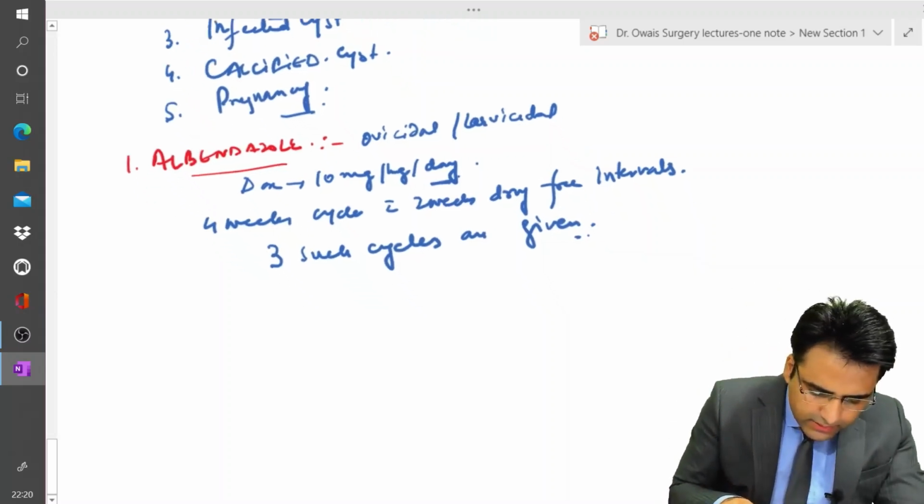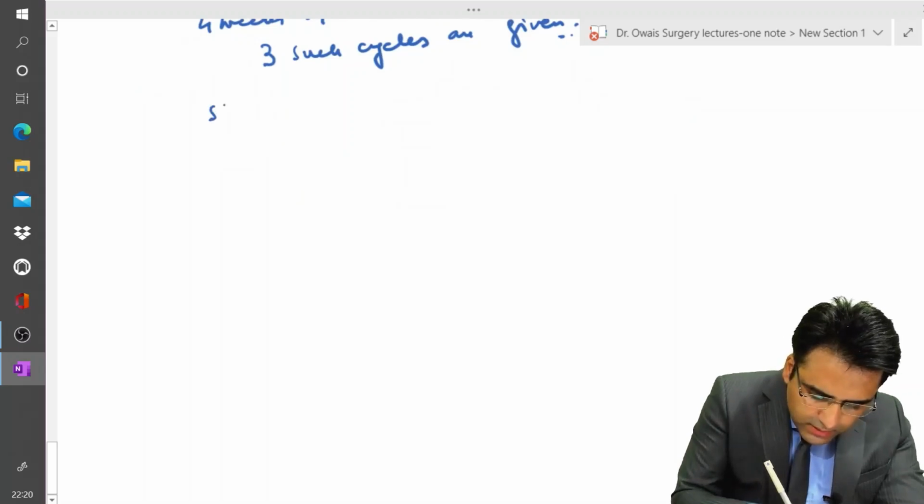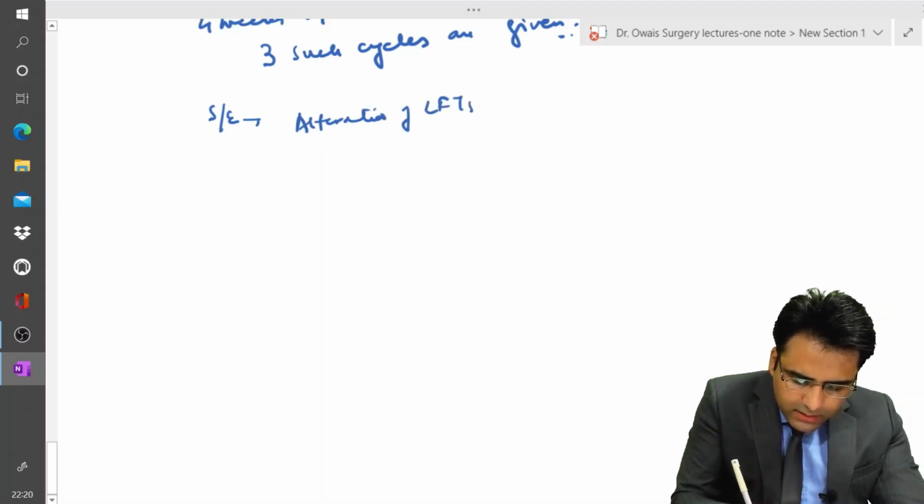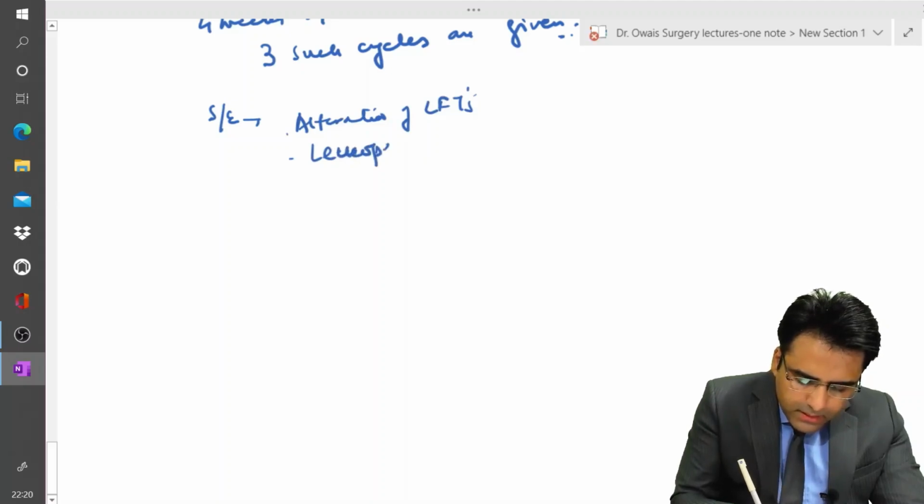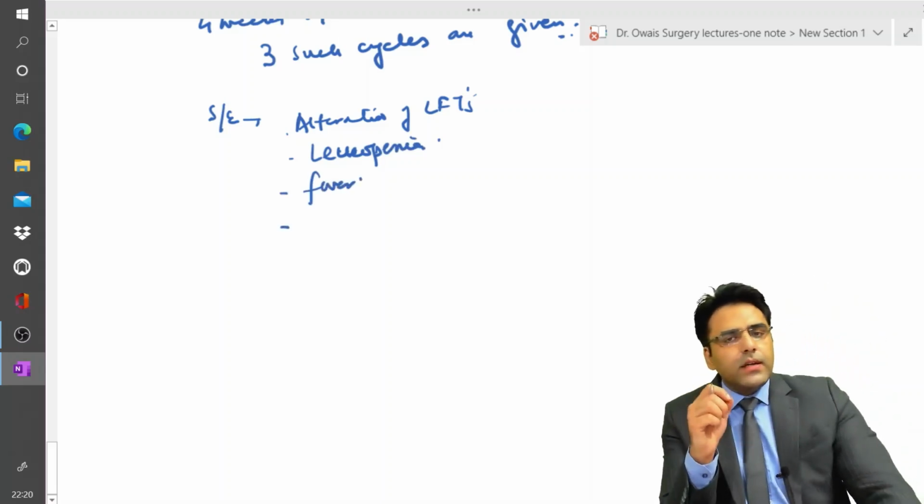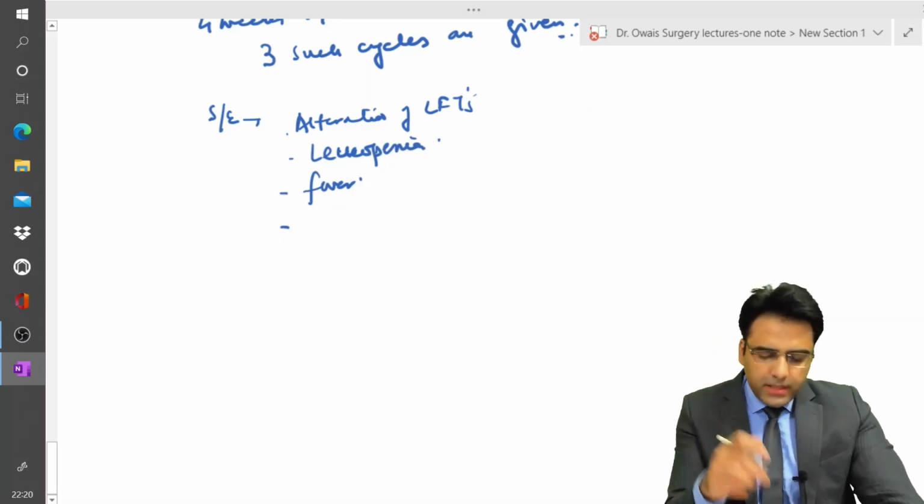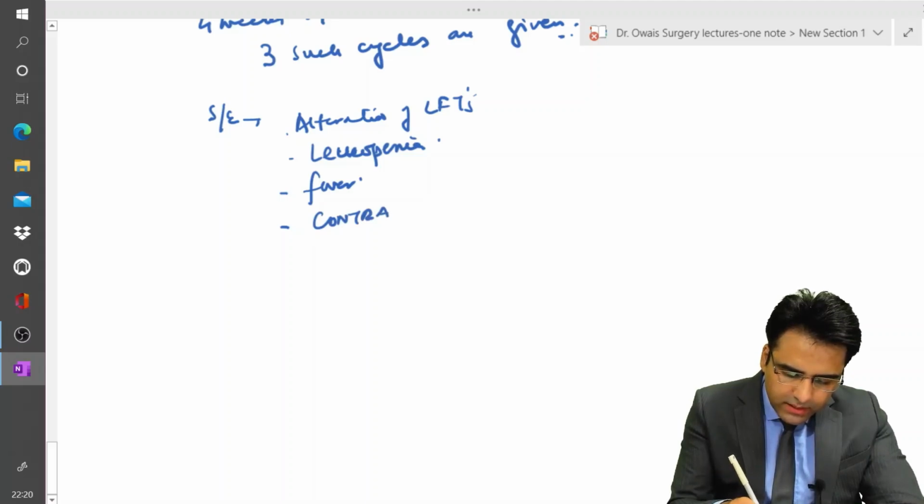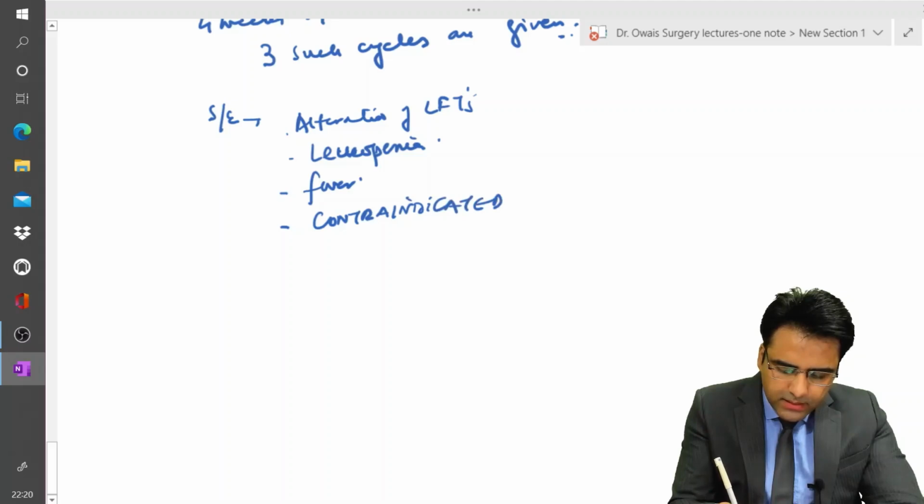Now after that, what are the side effects of this drug? The side effects are alteration of liver function tests, then leukopenia. These are some of the important side effects which are frequently asked in exams. Then fever. And please remember that albendazole is contraindicated in pregnancy, and this was a recent question which was asked in the exam. Contraindicated in pregnancy.